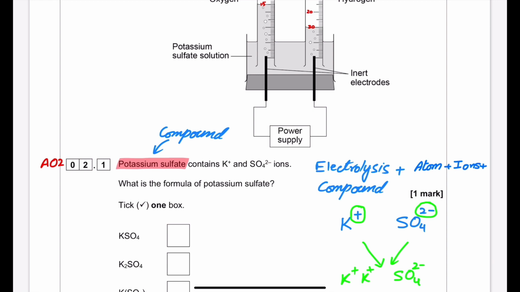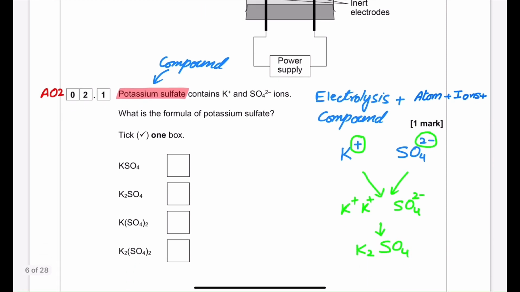So we need to balance them. So it means we need one more potassium. So plus 1 and 2 minus, they will cancel each other. As a result, potassium and sulfate ions will combine together and make a compound. So we need 2 potassium and 1 sulfate ion to make a compound. So the overall charge is 0. So the compound is K2SO4. The correct option is K2SO4.